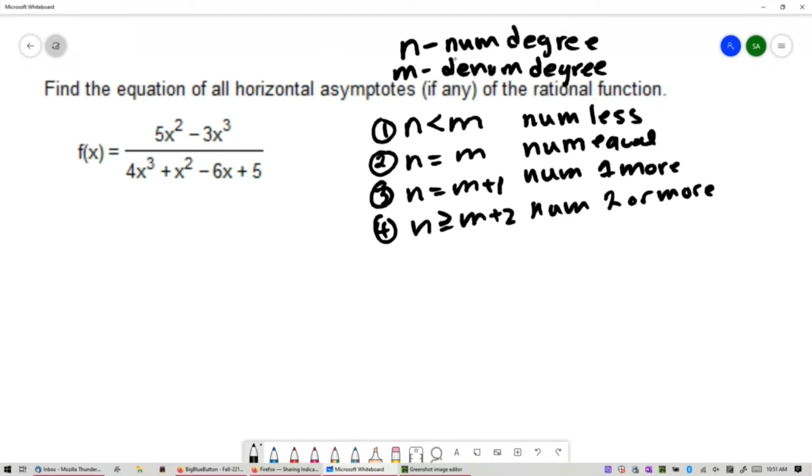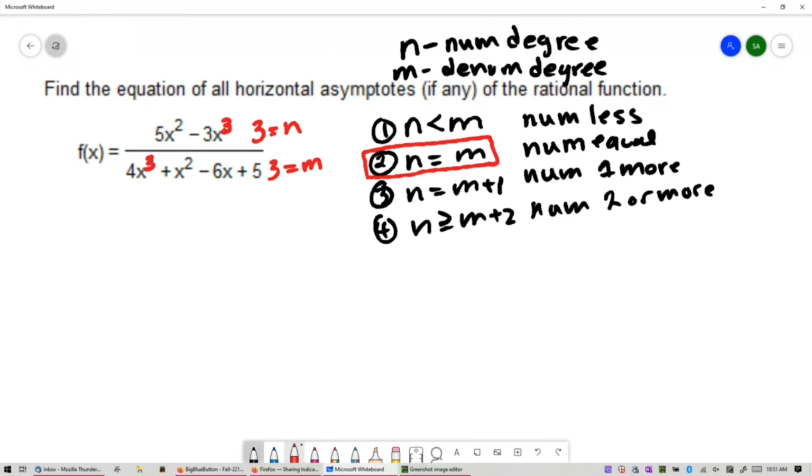So in our function, we want to pay attention to the highest power on our x from the numerator, and that's a 3. So the degree from the numerator is going to be 3, and that's our n. From the denominator, the highest power on x is a 3, and our degree from the denominator is 3, and we call that m. So that puts us in the second scenario where the degrees are equal to each other.